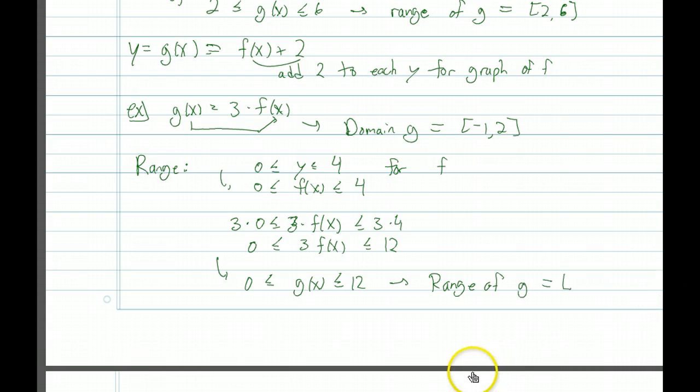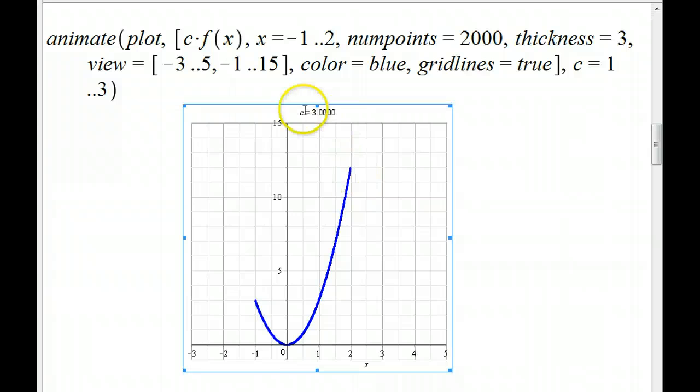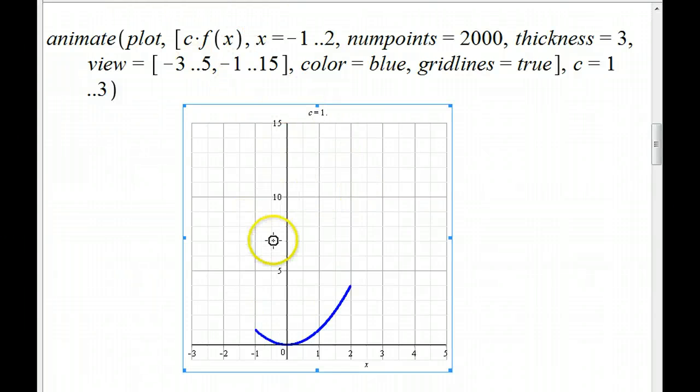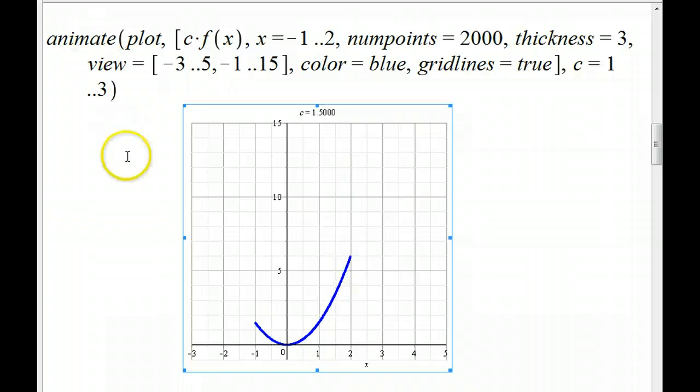Now how does that affect the graph? What we're going to see is that it's going to stretch the graph vertically by a factor of 3. So let's take a look at that now. This is the end result. We want to start out with our original graph. This is the graph of f, and we're going to multiply that. We've got c times f of x here. We're going to multiply that by eventually 3. Let's see what happens. The graph is getting pulled upwards. It's still graphed over the interval from -1 to 2.